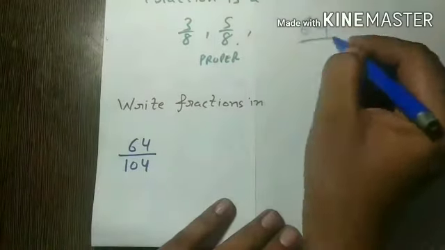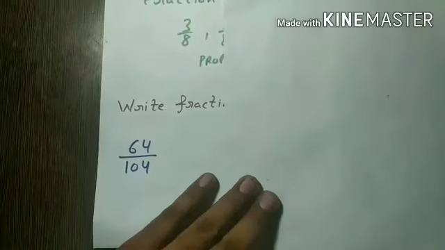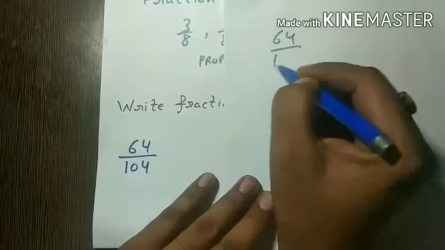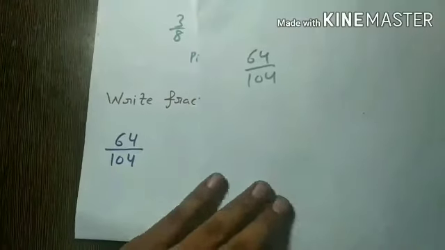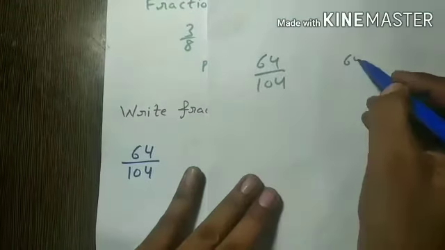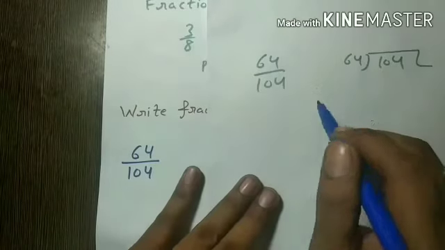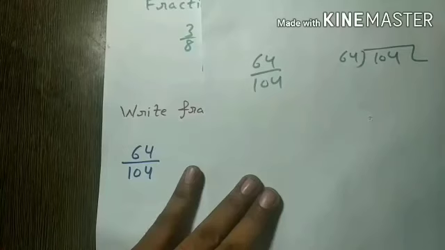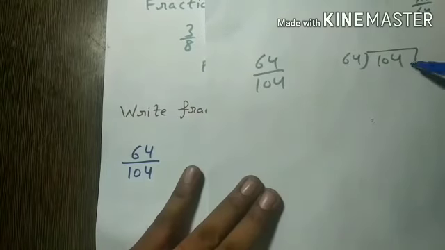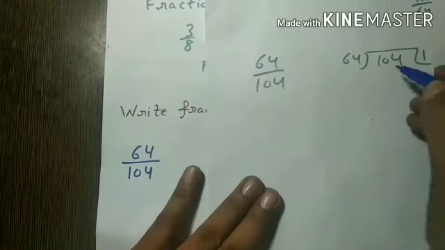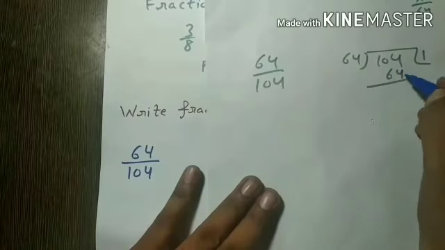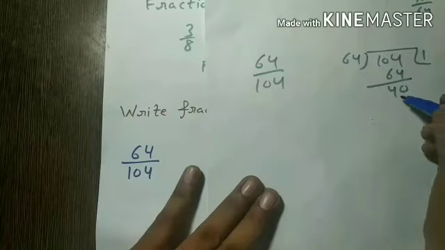Now 64 over 104. Now 64 into 104. We don't know the table of 64. So 64 multiplied by 2 is 128, and 64 ones are 64. Now 128 is greater than 104, so I will write 1 and 64 there. Now subtract, 0 and 4. Now what is the remainder?